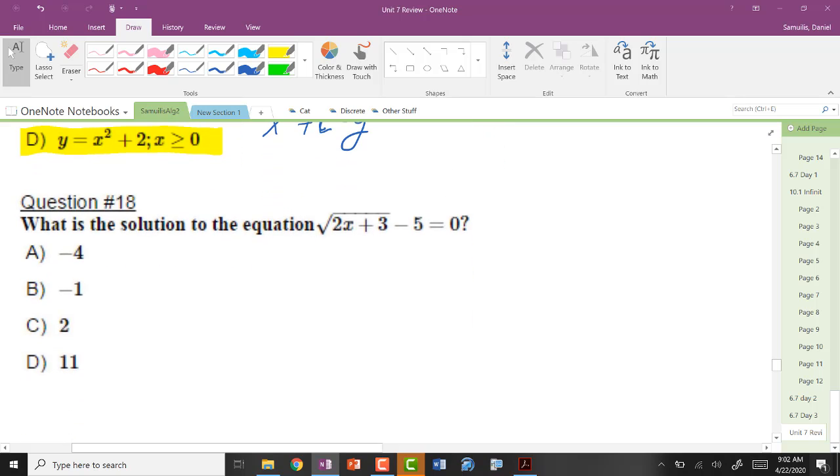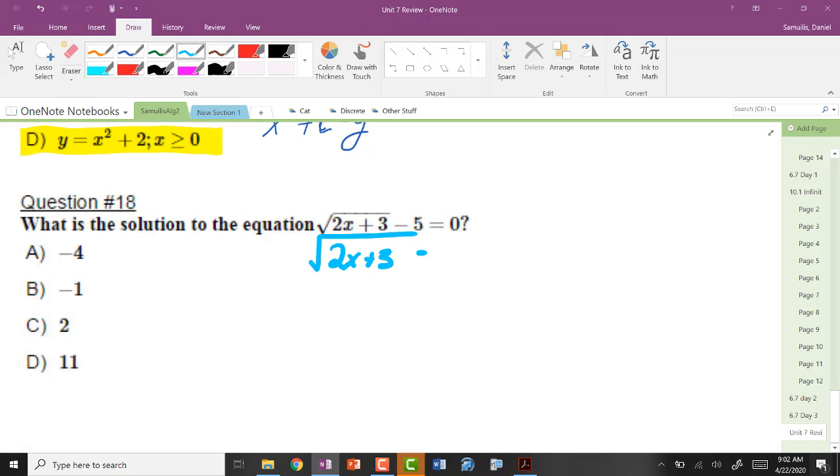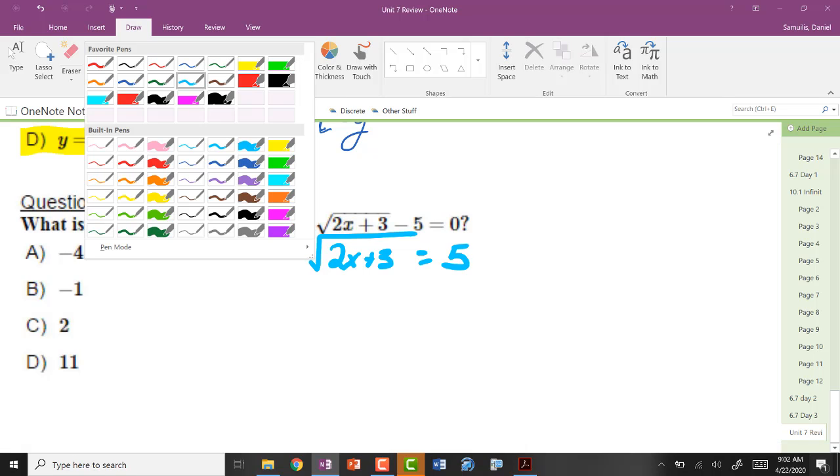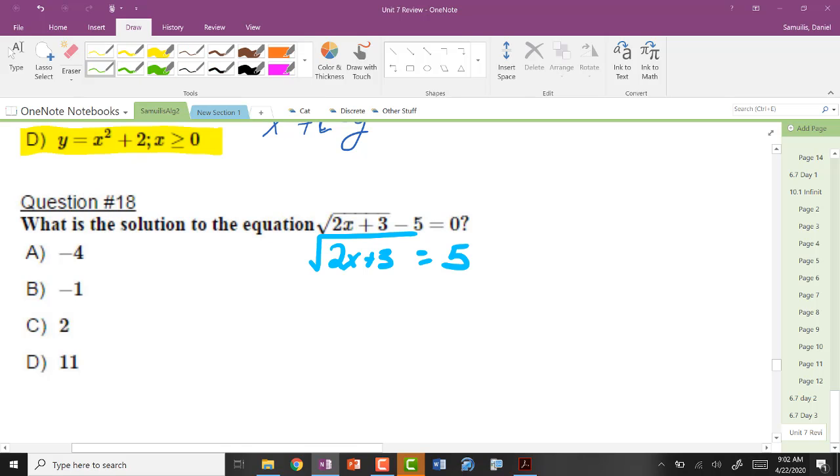All right, what is the solution to the equation square root of 2x plus 3 minus 5? All you need to do is get that x by itself. So we're going to isolate the radical. It's too big, it's too thick. No, there we go. All right, then I'm going to square both sides. So 2x plus 3 equals 25. 2x equals, subtract 3, you get 22, x equals 11.